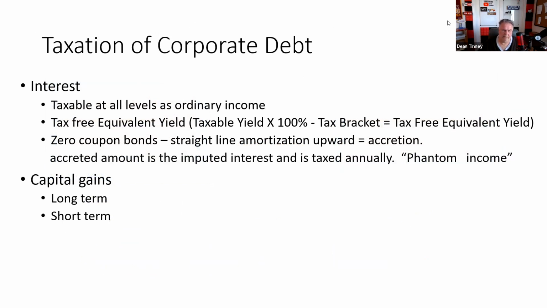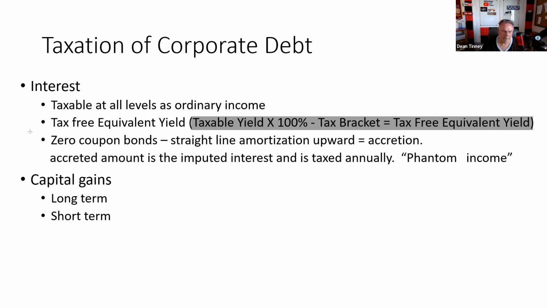Taxation of corporate debt. It's taxable at all levels as ordinary income. You might have to do a suitability question about whether somebody should buy a taxable bond or whether they should buy tax-free. Should they buy a 4 to 8% taxable bond or a muni? And there's the formula for doing that. We did a separate lecture on munis. But remember, sometimes you have to determine suitability.